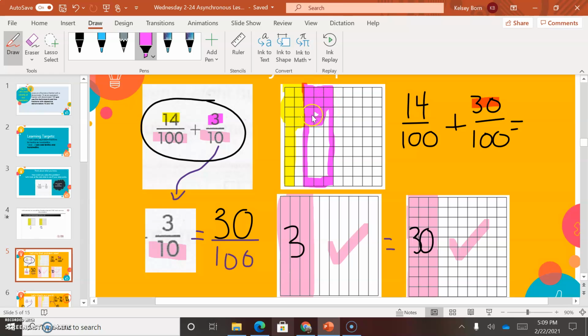Being very meticulous here. All right, and I'm just going to add up all those pieces there. So I could, like I said, go straight across, or I could use a picture. I know 30 plus 14 is going to be 44, and my denominator is going to stay the same. So your total answer here should be 44 hundredths.